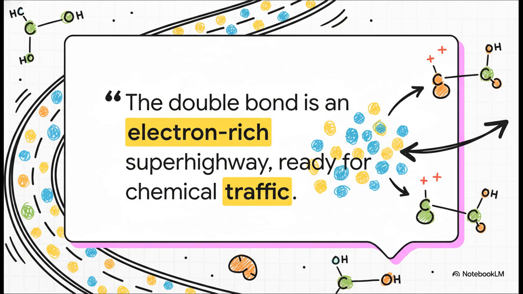I love this analogy. A great way to think about the double bond is to picture it as a superhighway just packed with electron traffic, right? It has this high density of negatively charged electrons, which makes it a really attractive target for any other molecules out there that are on the hunt for electrons.